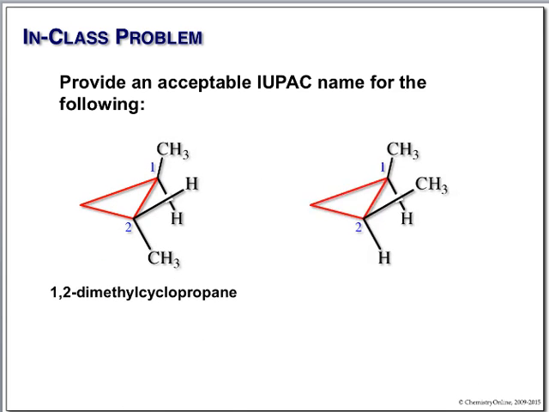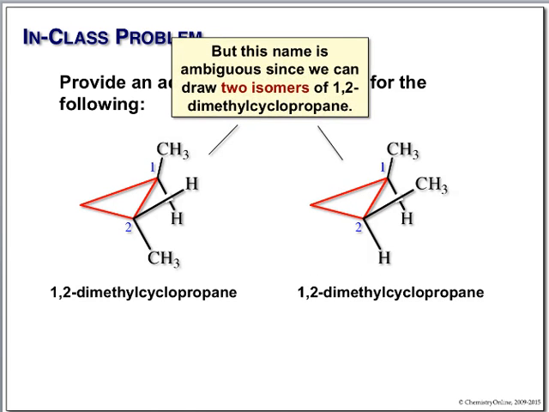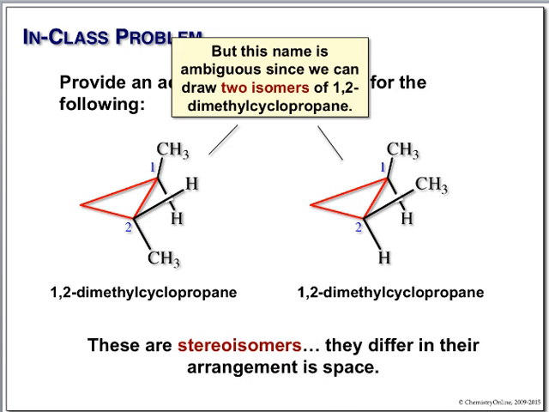This is what we just named, right? What would you call this one? Same parent. They're both 1,2, and they're both dimethyl cyclopropane. They are clearly, however, not the same compound. They are constitutional isomers of some sort, aren't they? Not really constitutional because of connectivity. These are what we call stereoisomers. They're stereoisomers because they differ in their orientation in space.